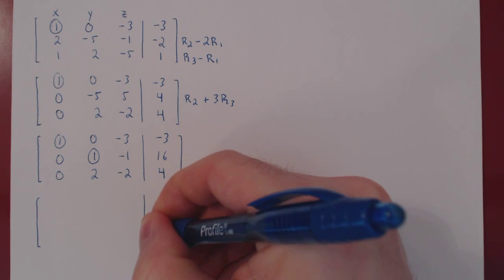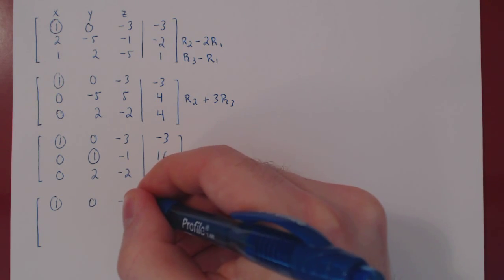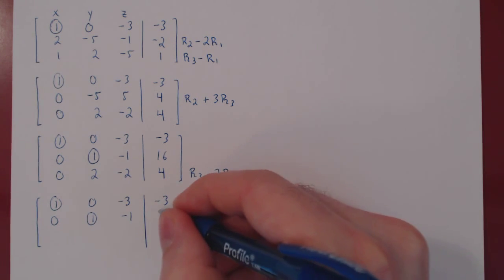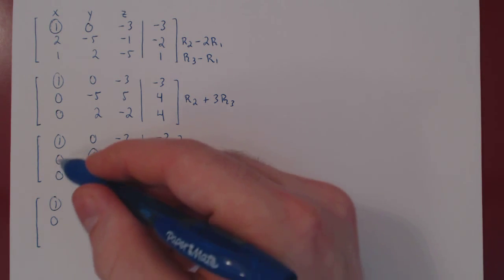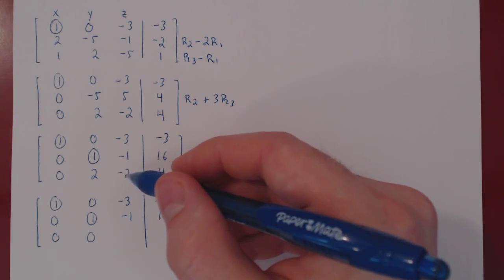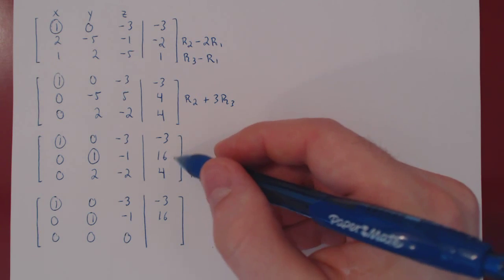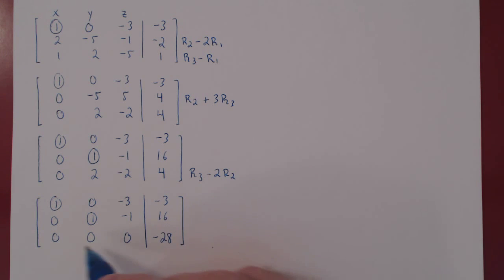We are only changing the third row, so we can recopy first the first 2. Let's apply the row operation now. Row 3 minus 2 row 2. So 0 minus 0, 0. 2 minus 2, 0. Negative 2 minus 2 times negative 1 is plus 2, is also 0. And 4 minus 2 times 16, minus 32, negative 28. And now if you notice, the third row is all zeros, but the constant term isn't 0.